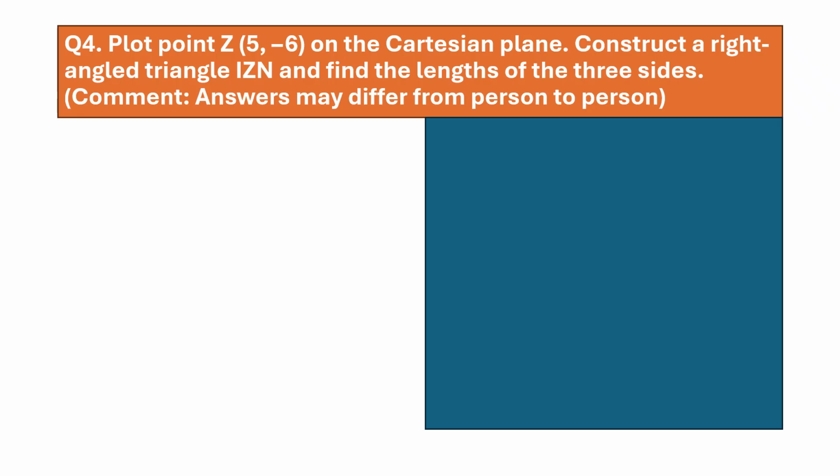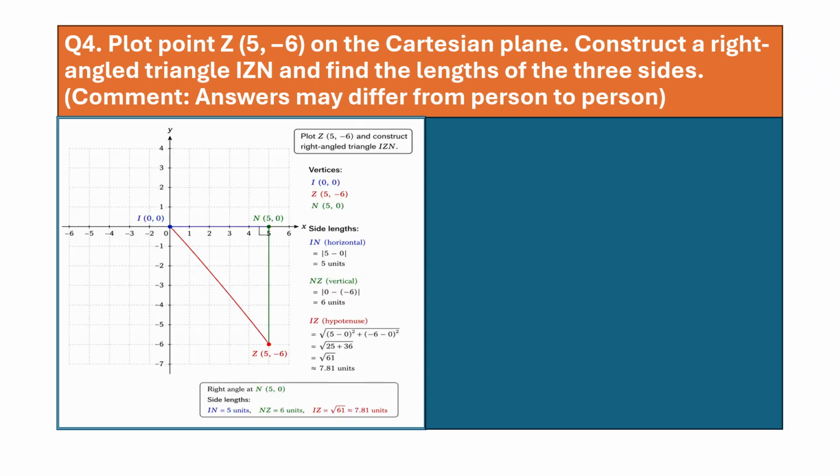Now, a comment is also mentioned in the question that answers may differ from person to person. Now, look at this graph, children. You have to plot a point Z, which is (5, minus 6). Now, if you see here, we have constructed a right angle triangle, which is I, Z, and N. Now for Z, you need to plot first. We need to plot the point (5, minus 6). And then the origin, as you know, it is (0, 0). So when you draw the line, it will be perpendicular to the x-axis.